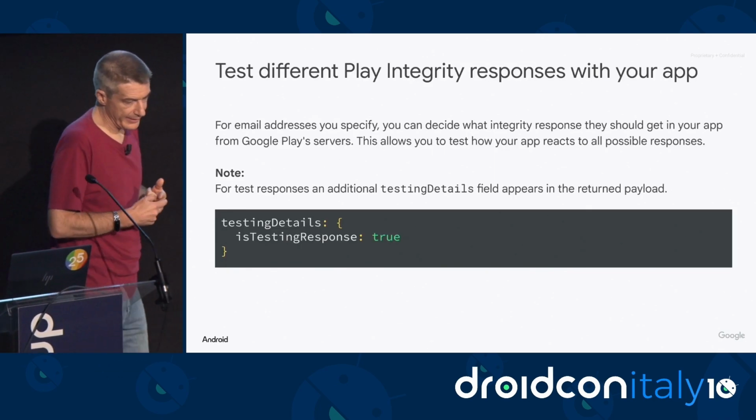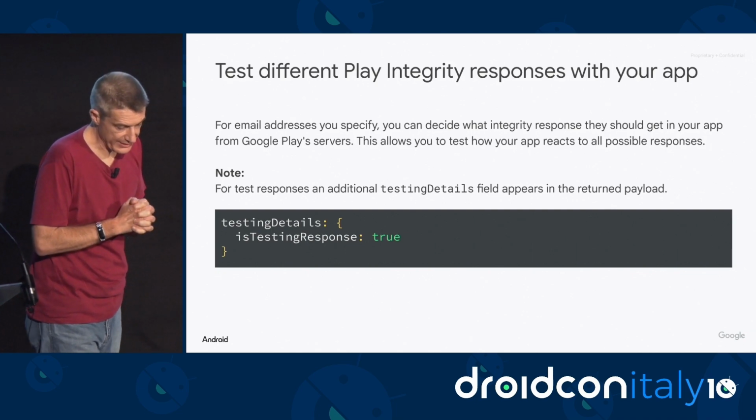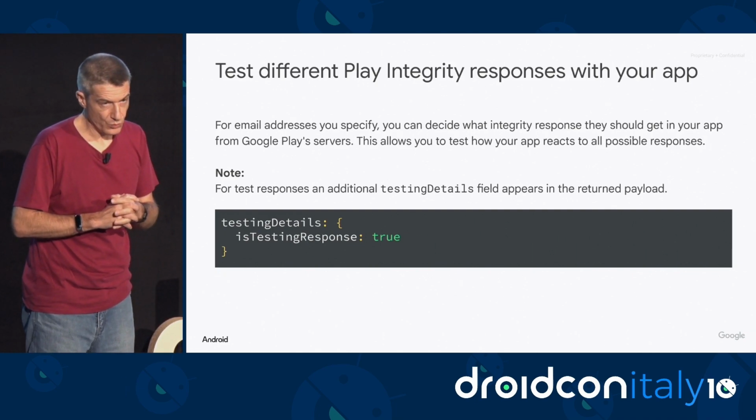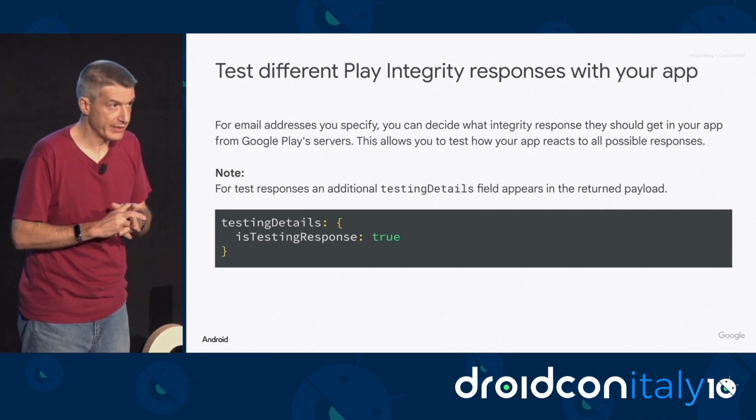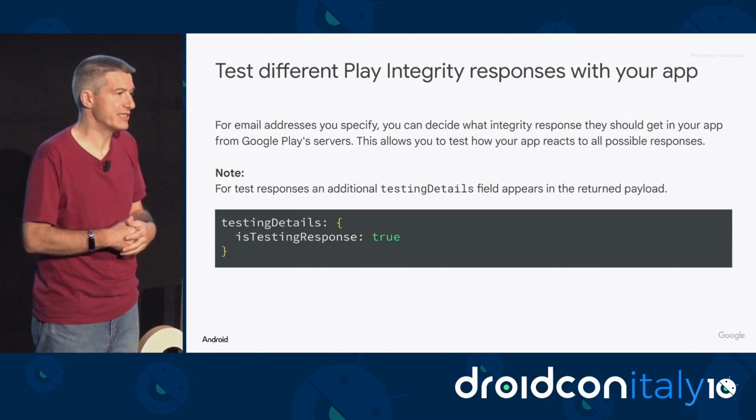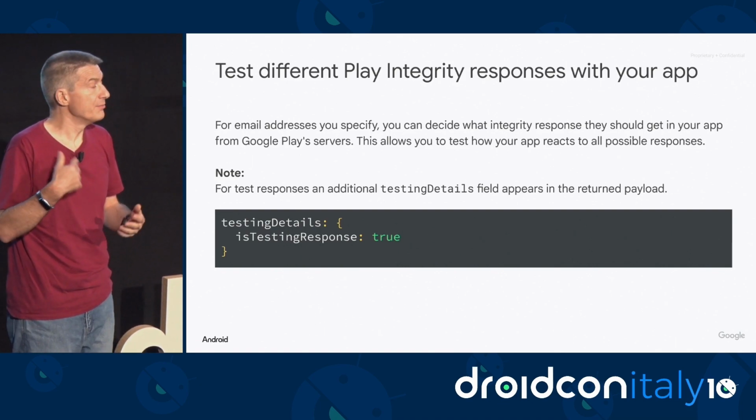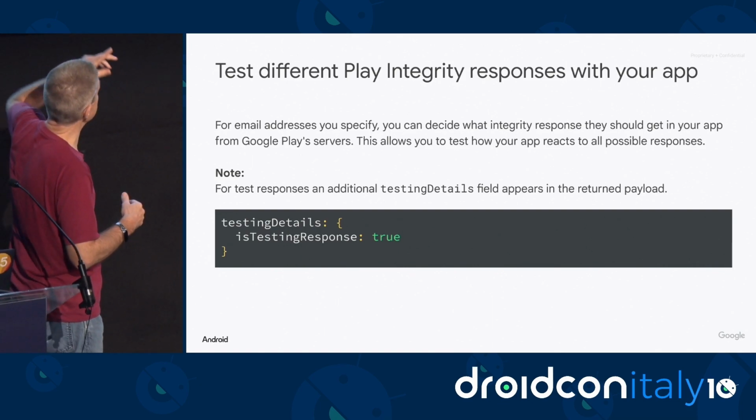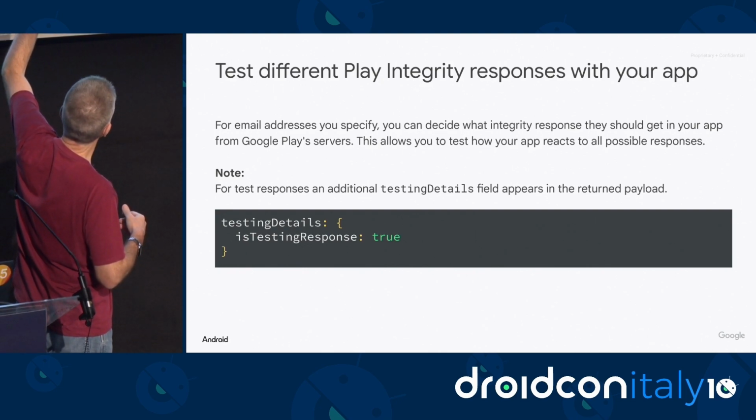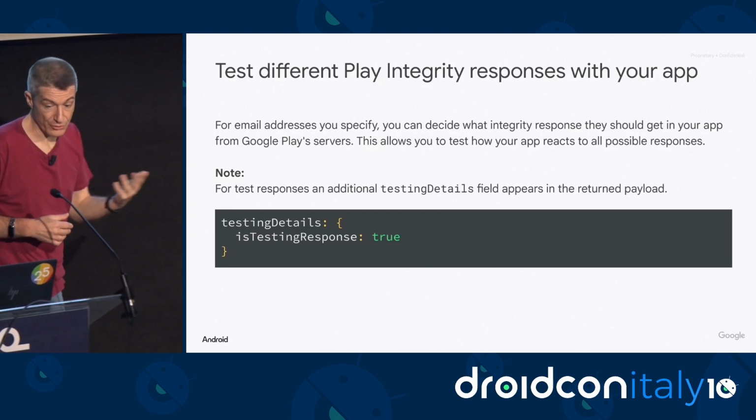You can, as I said, set up emails. One thing is that you can check if the verdict you are receiving is a test, because in the verdict there is this additional information in the JSON. This testing details is now true.